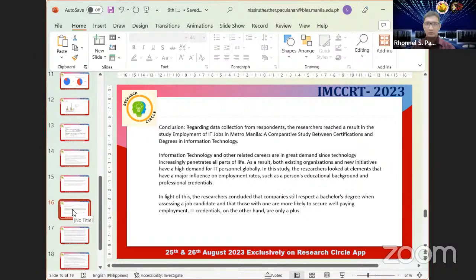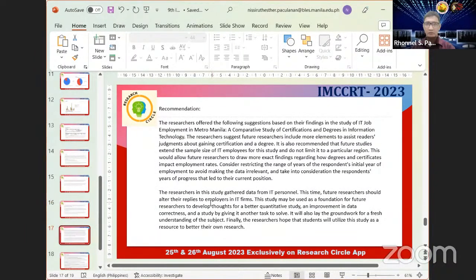In this study, the researcher looked at elements that have a major influence on employment rates, such as a person's education background and professional credentials. In light of this, the researcher concluded that companies still respect the bachelor's degree when assessing job candidates, and that those with one are more likely to secure well-paying employment. IT credentials, on the other hand, are only a plus. As the recommendation, the researcher offered the following suggestions based on their findings in the study of IT jobs employment in Metro Manila, a comparative study of certification and degree in information technology.